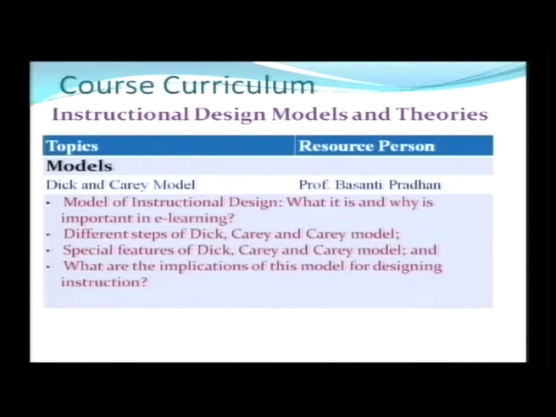This will be followed by my colleague Professor Basanti Pradhan on another very important model, the Dick and Carey model of instructional design. This model would be discussed in detail and its relationship to e-learning, the different steps that are involved in the Dick and Carey model, and the special features of this model and the implications for designing of learning and more particularly e-learning.